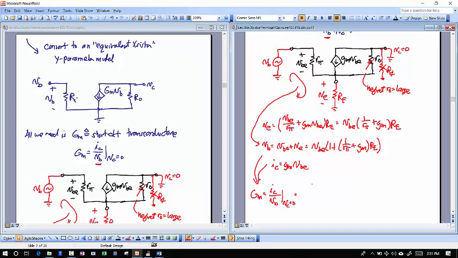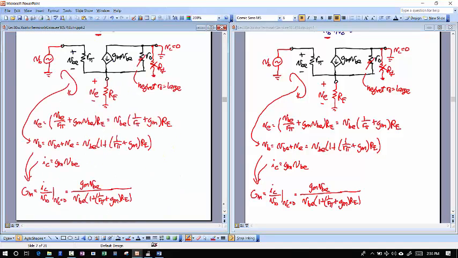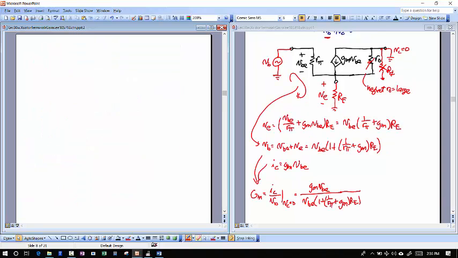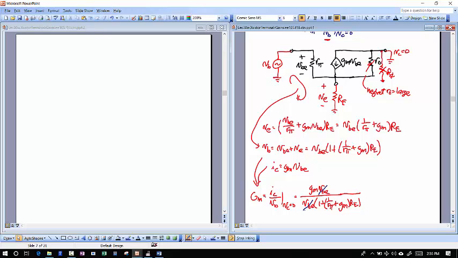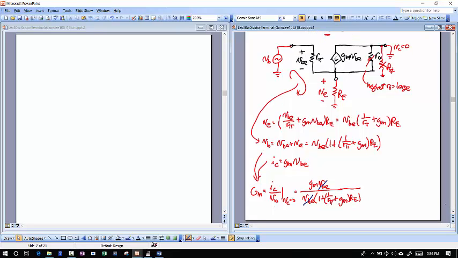I'm just going to take the ratio of these: GM times VBE divided by all this stuff here, VBE times 1 plus 1 over R pi plus GM times RE. I can see that I'm going to get some cancellations there, and so the VBEs cancel right there.